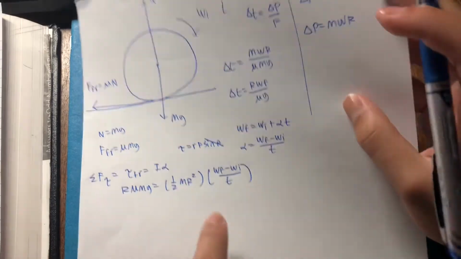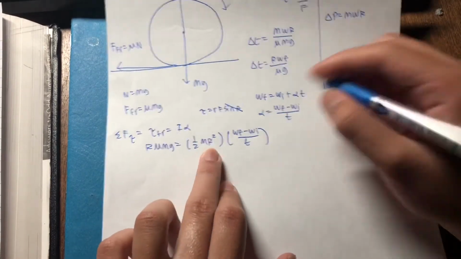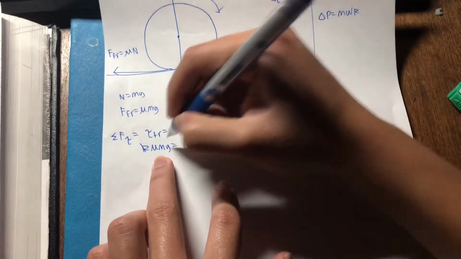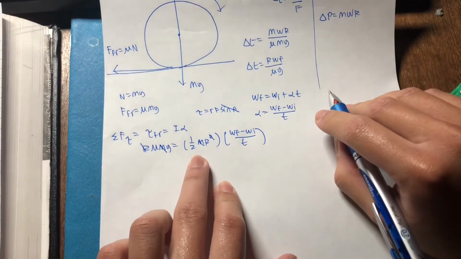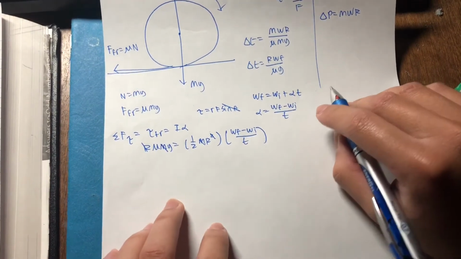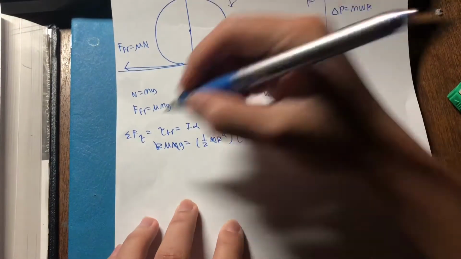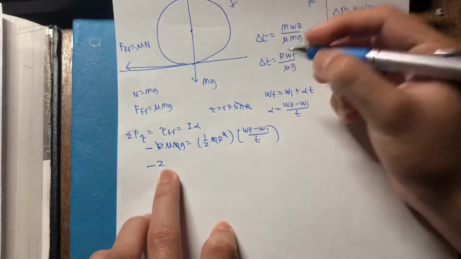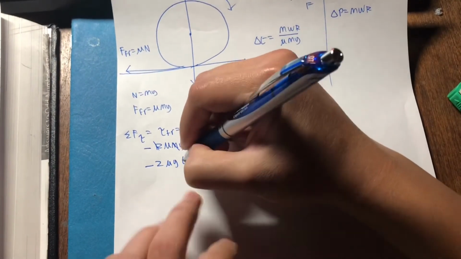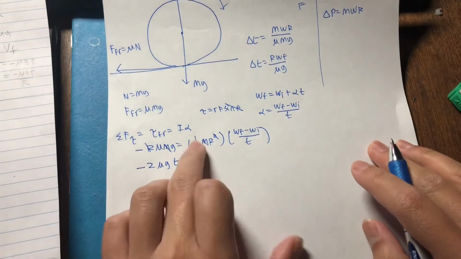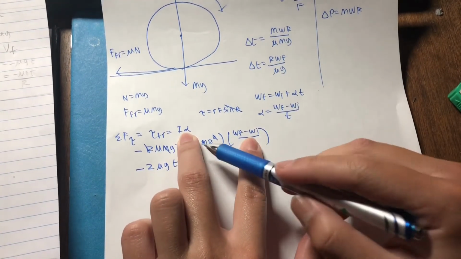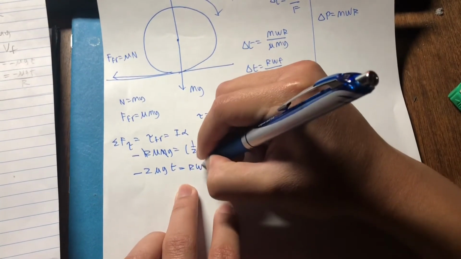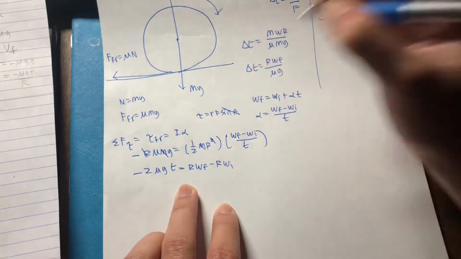And now that you're here, you can start combining like terms. So immediately, 1r can cancel, and the masses will cancel. And so what I'm going to do is multiply both sides by 2 and t to make this look a little bit nicer. I forgot to add the negative there. It'll be negative 2 mu gt. And once you multiply it over the 2 and the t, you can distribute the r. So you get that equals r omega final minus r omega initial.